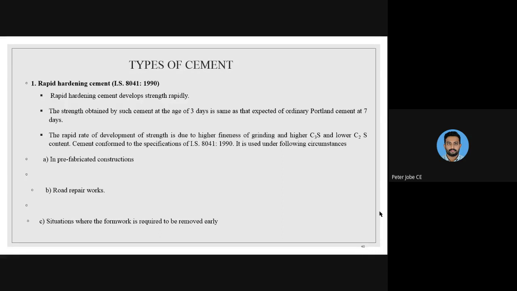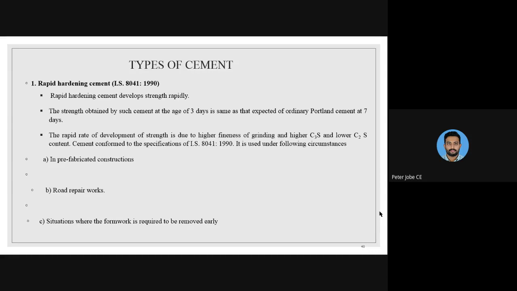Then road repair works, because we can't expect our people to wait for the road construction activity to be completed. If it takes some time, we can't expect them to wait until then. So in those cases, we will use rapid hardening cement, where we can open that particular road for public use very much earlier than if you use ordinary Portland cement. So in those cases, rapid hardening cement is used.